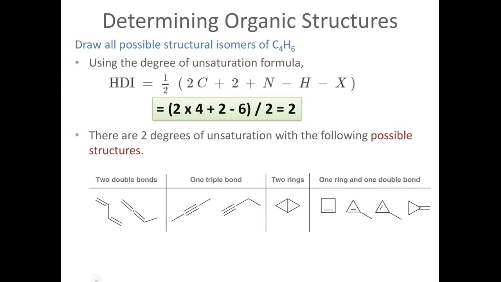Let us look at an example. Draw all possible structural isomers of C4H6. From here, we can use the formula. Carbon atoms, we have 4, so 4 times 2 is 8 plus 2, we get 10. 10 minus 6, all divided by 2, that gives us 2. So with 2 degrees of unsaturation, we can develop a list of possible structures.